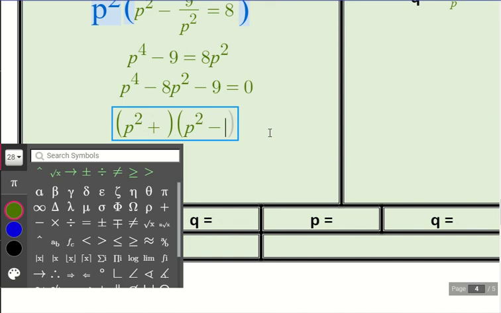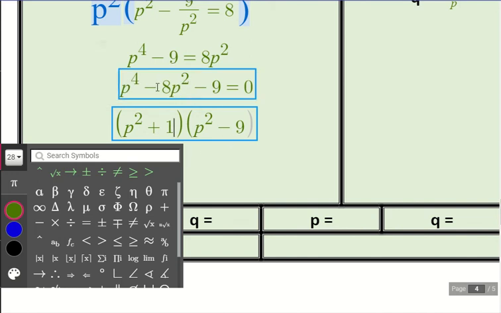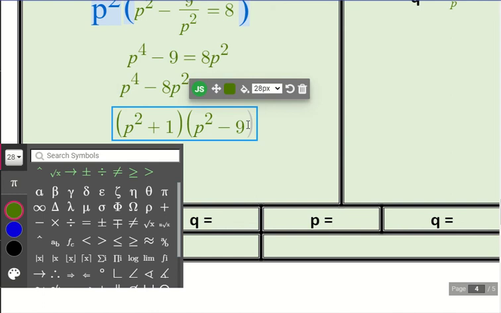So 9 goes with the negative, and 1 goes with the positive, because 1 times negative 9 is negative 9, and 1 plus negative 9 is negative 8. So it's the whole idea of factor sum equals 0.